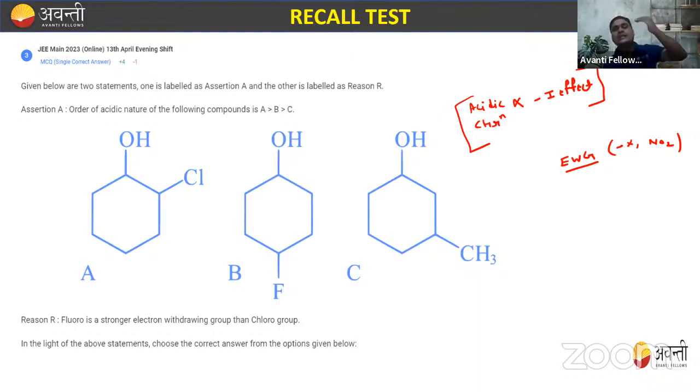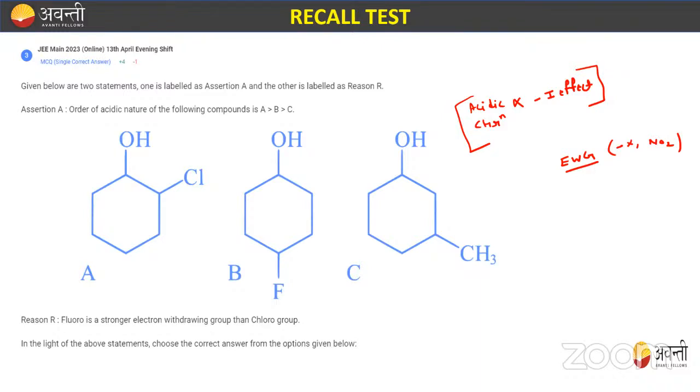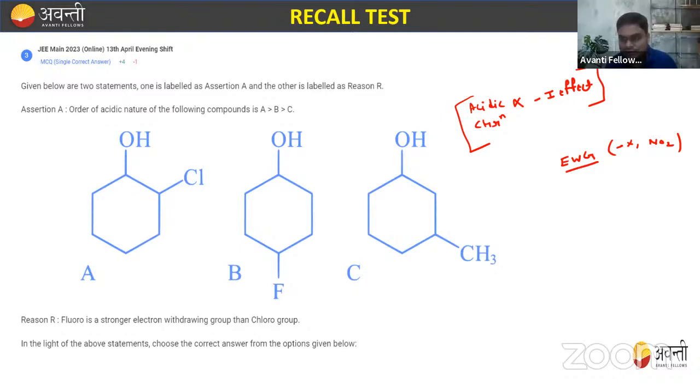Right, as you increase the distance, the minus I effect automatically starts decreasing, and the result of this is the only reason why A is more acidic than B. Got it, everyone understood? You thought B was more acidic, but why is A more acidic? This is just because of the fact that the I effect also depends upon the distance, and in the case of B, that is the fluorocyclohexanol, the distance is far away as compared to A. That's why this problem takes place. Right? Understand?